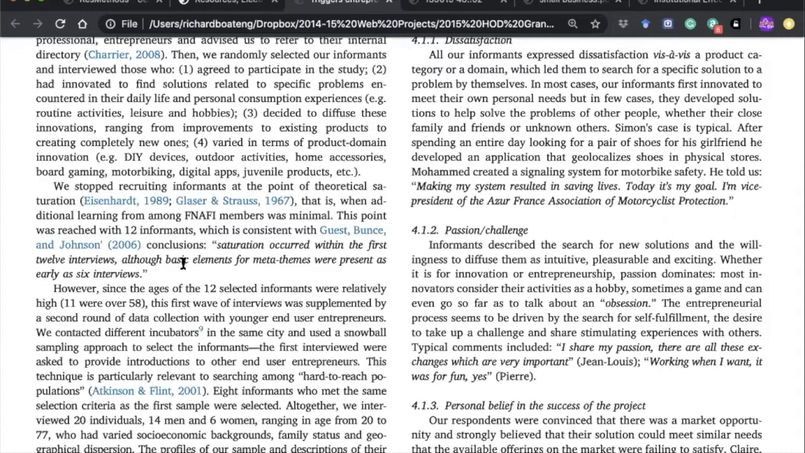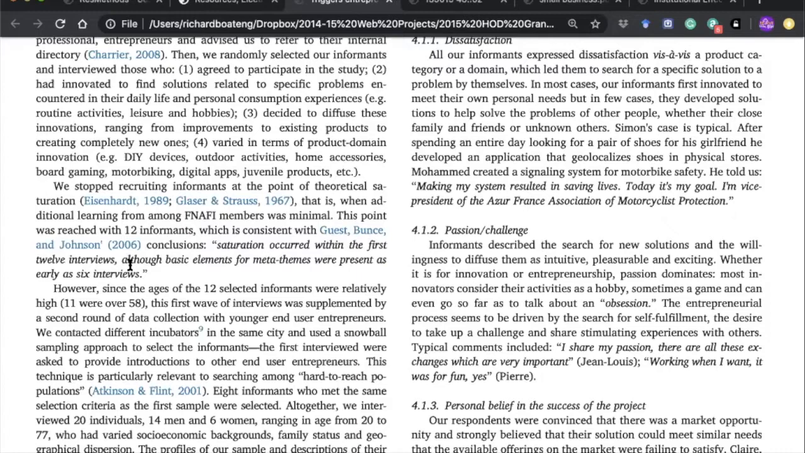Okay. Which is consistent with our conclusion. Saturation occurred within the first 12 interviews, although the basic elements for main themes were present as early as the sixth interview. This is what I just emphasized. At the time he finished the sixth interview, he had obtained some level of saturation, but he pushed on and went to the next six.